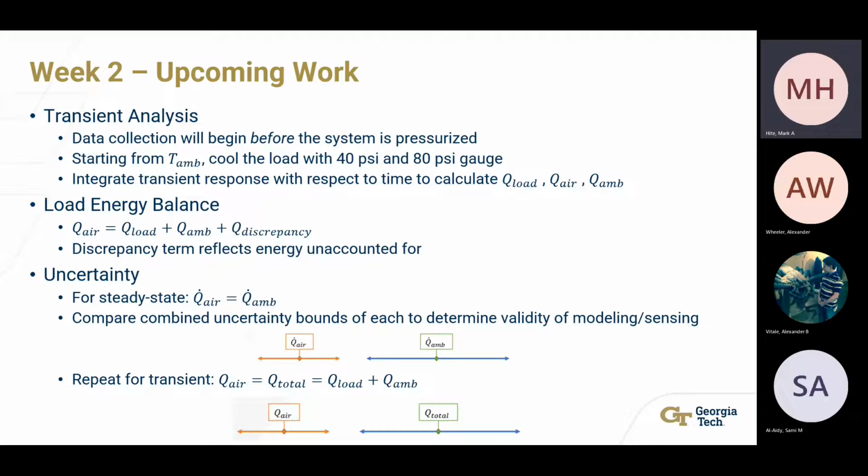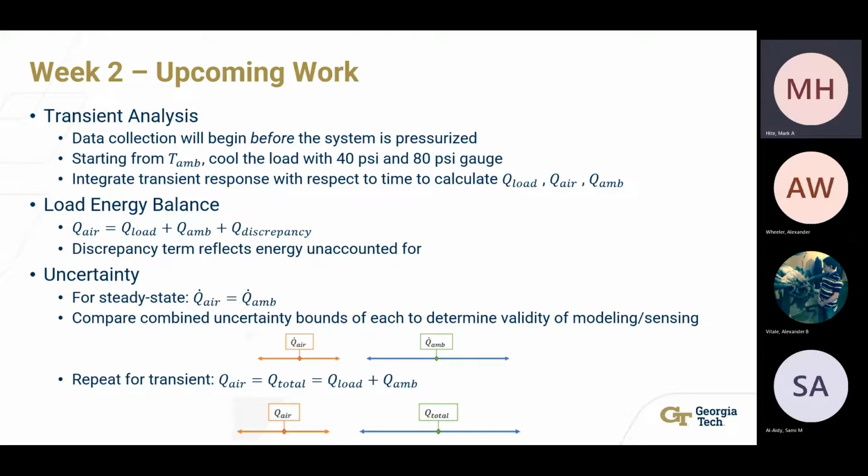So during week 2, we'll move on to study the transient response of the system. This means data collection will begin before the system is pressurized. So starting from ambient temperature, the load will be cooled first with 40 psi, then 80 psi air. In between trials, the load will be heated back to ambient temperature to ensure the independence of each trial. We can then integrate the transient response with respect to time to calculate Q load, Q air, and Q ambient, which we will use in our load energy balance equation.